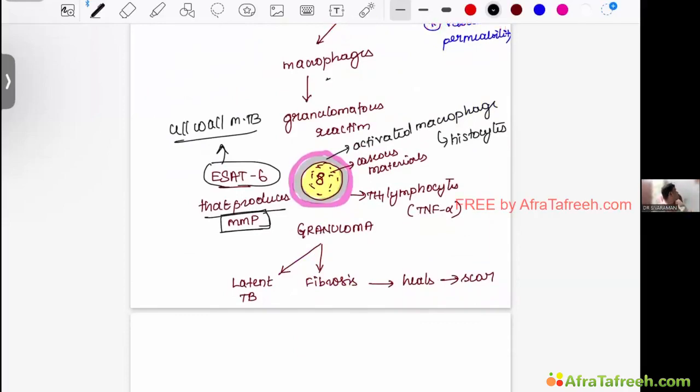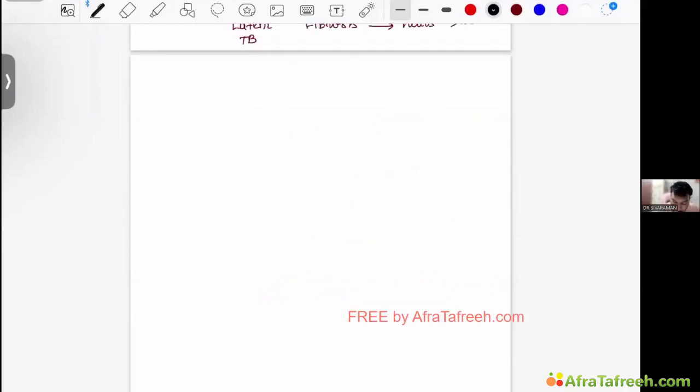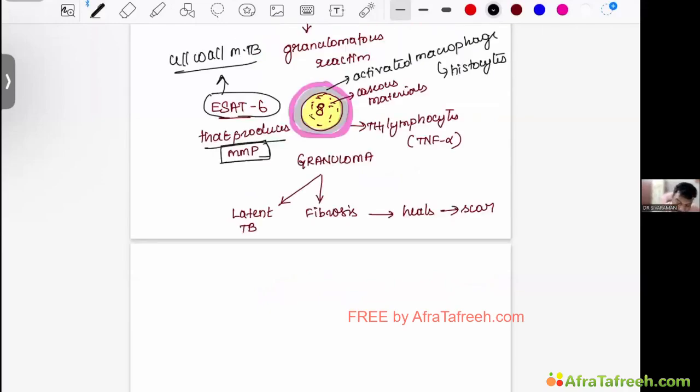What will happen when you give TNF alpha inhibitor? It will break open and the bacilli will come out. Okay. So bacilli will come out. For that reason, you should not give TNF alpha inhibitor in such a patient, because this is guarded by TNF alpha. Okay. It will form fibrosis around the granuloma.